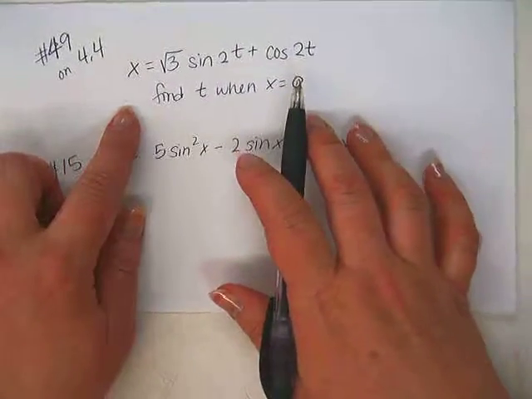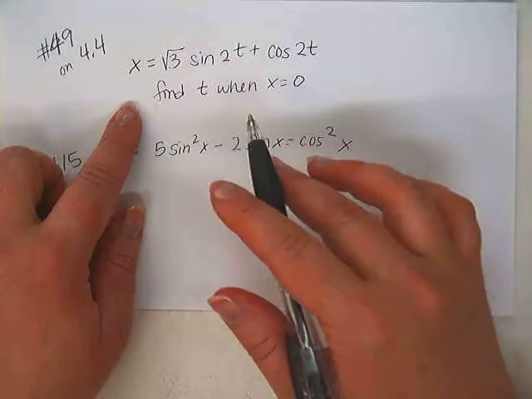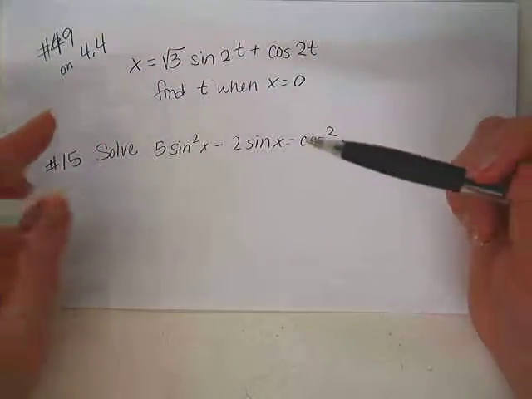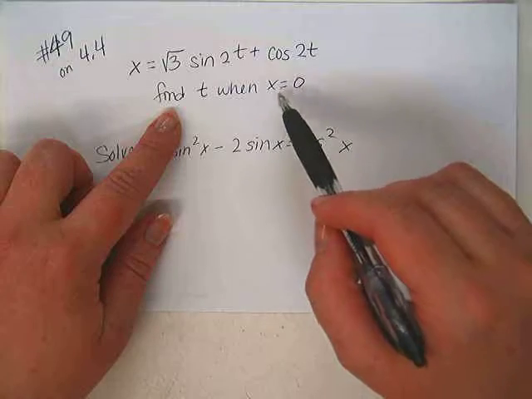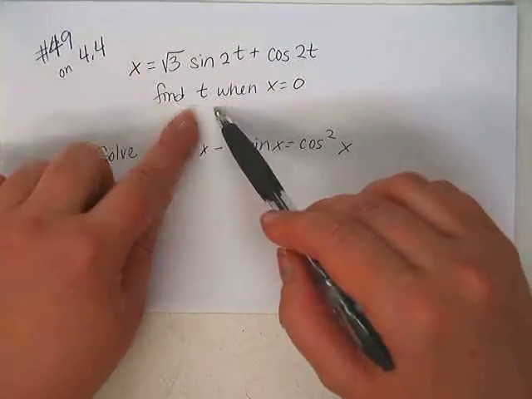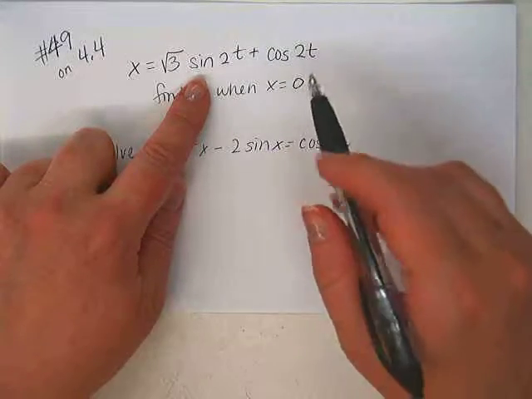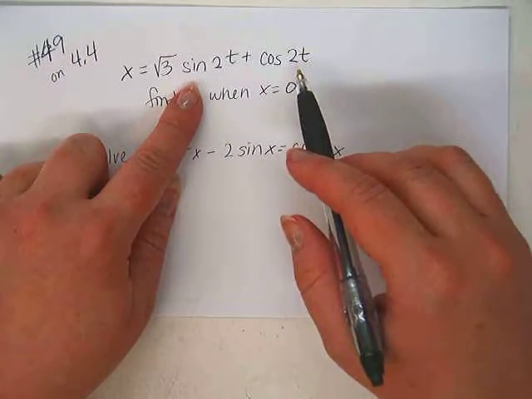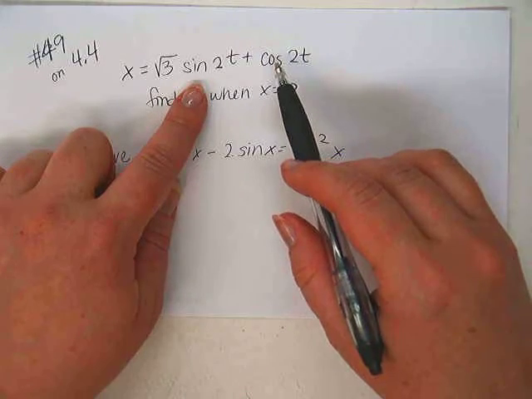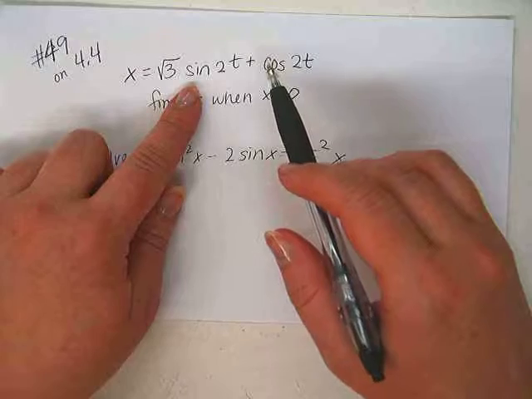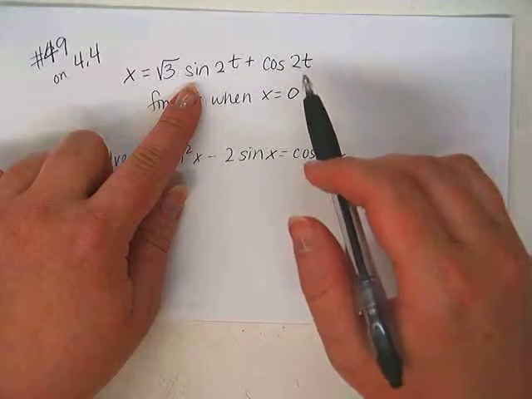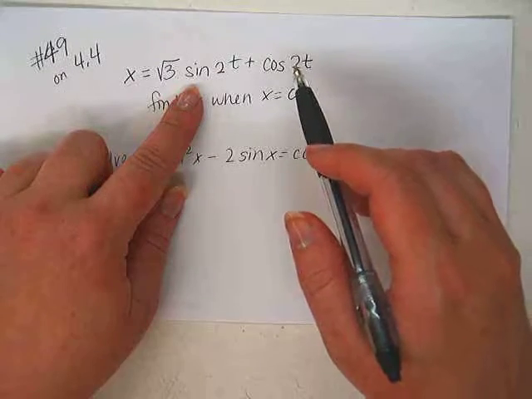Problem 49 is no harder than any of the other problems in the assignment because it's basically just putting a real life situation to what we're already solving. So basically all it's saying is plug in x equals 0 and then solve for t. So we need to figure out how to get it to either sine or cosine, but not both. Any ideas?